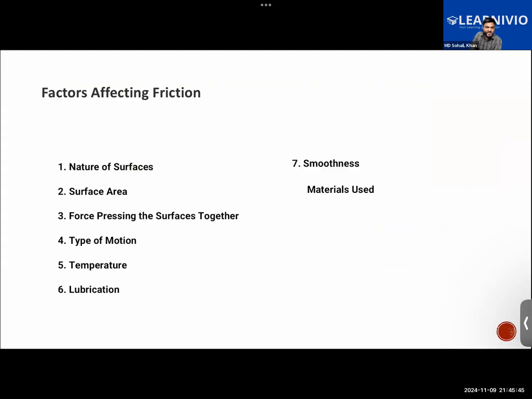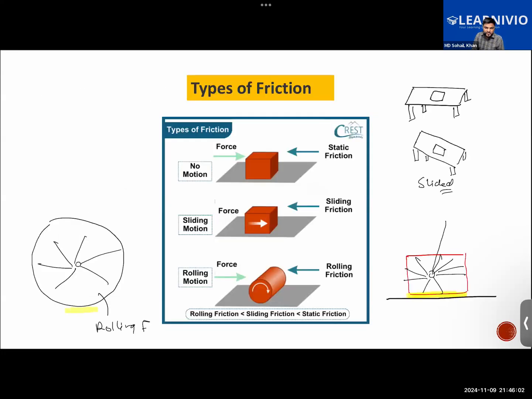So these are the factors that affect friction: nature of surface, amount of surface area in contact, and type of motion, whether the object is sliding, rolling, or basically standing there. So that also determines the friction. These are some of the factors.